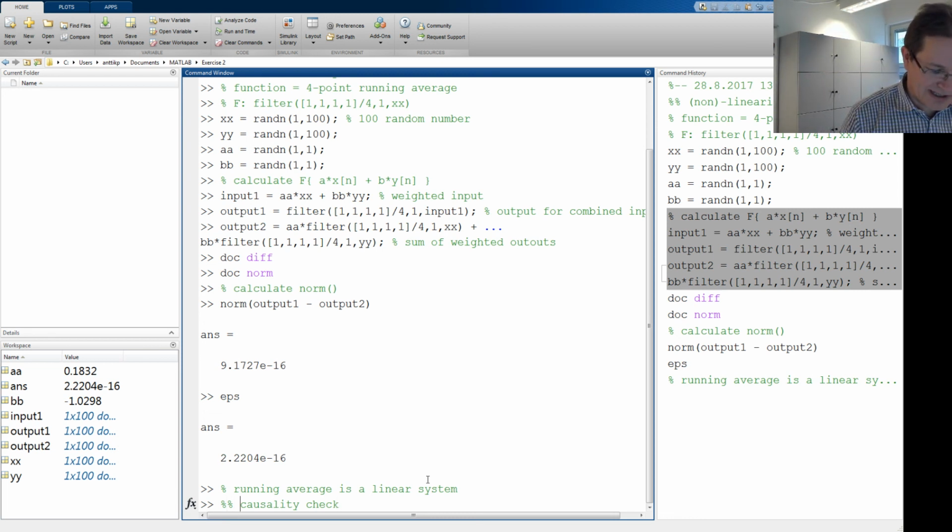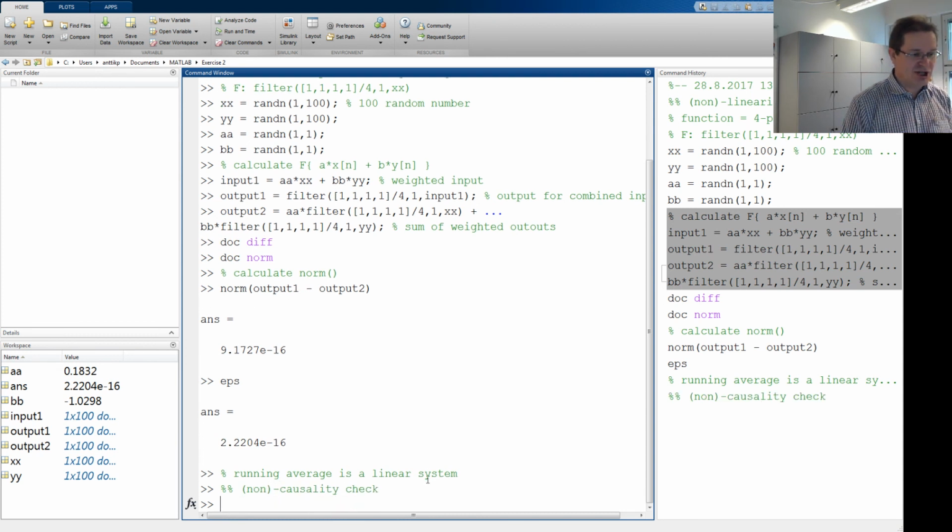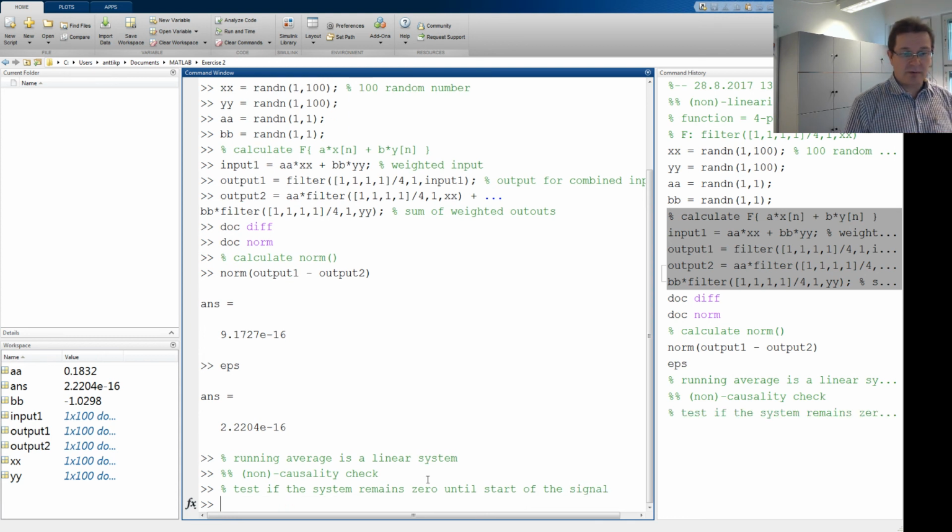But I will call it, just in case, a non-causality check. So test with, well, if the system remains 0 until the start of the signal. There we go. And there you actually need some time shifting operations.